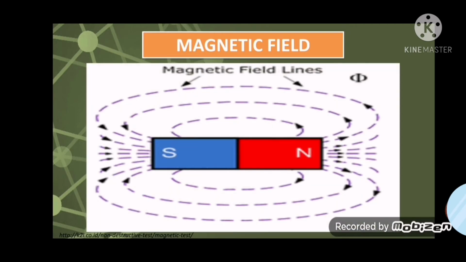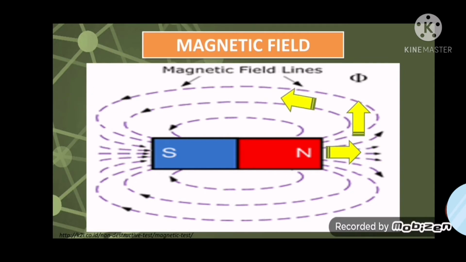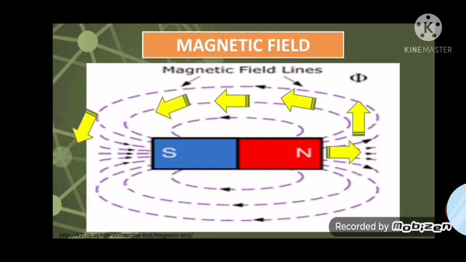Let's go back to magnetic field diagram. Observe the magnetic field lines. As you can see, there are head of arrows that act as a direction of the force. The force is traveling from North Pole to the South Pole. The magnetic field is a part of a magnet which allows the attraction and repulsion of magnetic materials.